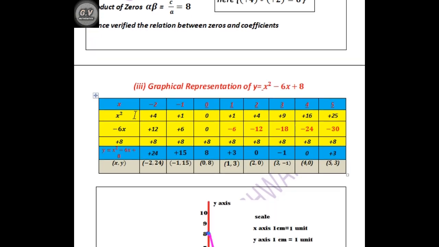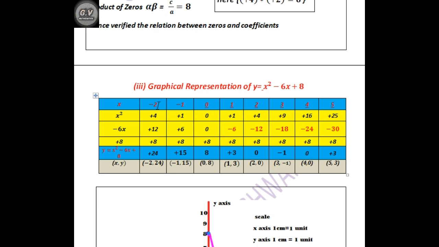So x values are taken as minus 2, minus 1, 0, plus 1, plus 2, plus 3, plus 4 and plus 5. 2 is a zero and 4 is a zero. 2 comma 4, 2 is the least zero, 4 is the highest zero. Some values are taken on the left side and some more values are taken on the right side. Here x square means the square of integers, and the square of all integers is positive. Minus into minus is plus, minus into minus is plus, plus into plus is plus.